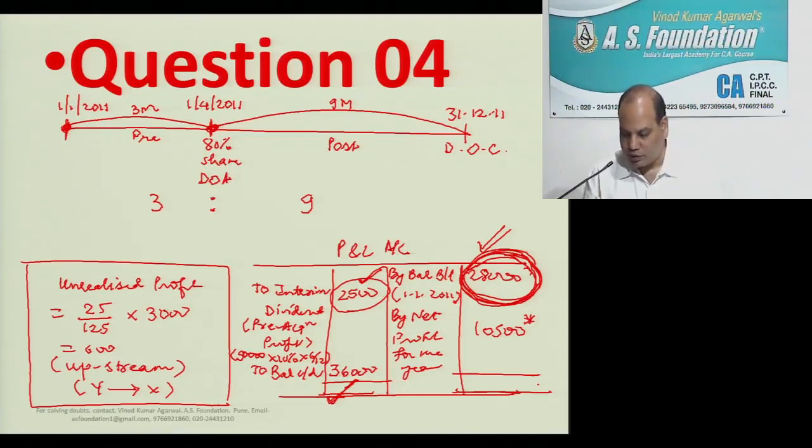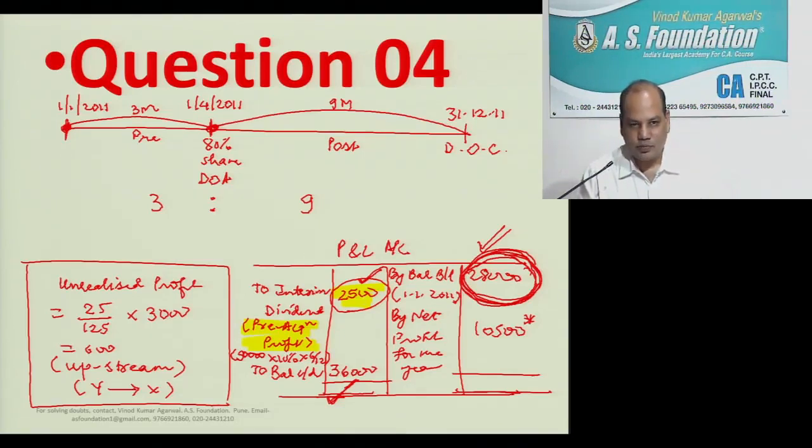Now, the source of the dividend is pre-acquisition profit. Where should the holding company credit the dividend received? Investment account. But where have they credited? Second line of the problem: its P&L account includes dividend. Means it has been credited to P&L account. Right or wrong? Wrong. What is wrong? It should be credited to the investment account, and it has been credited to the P&L account.